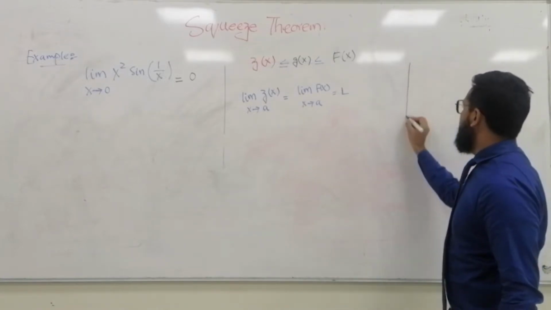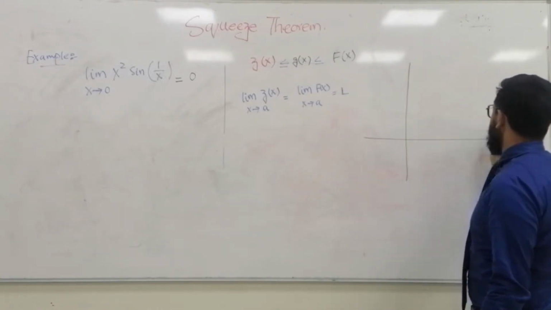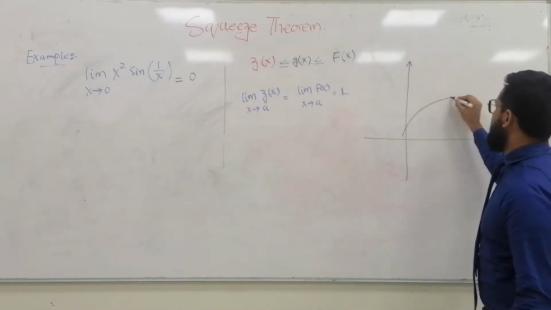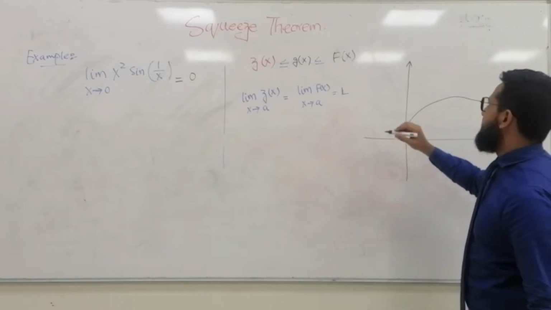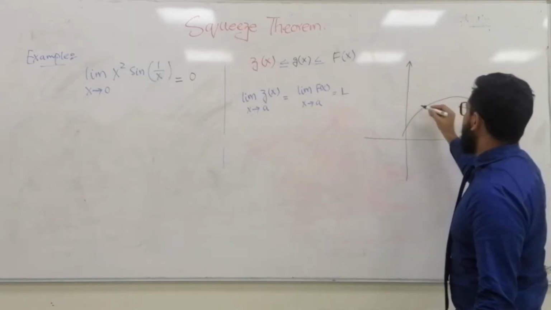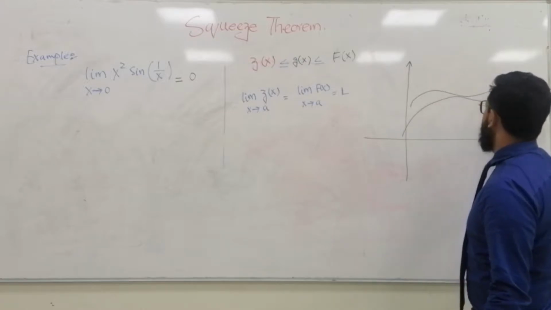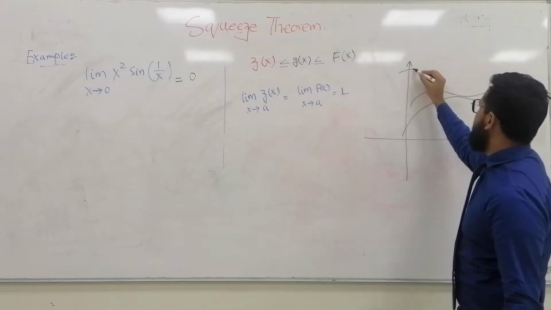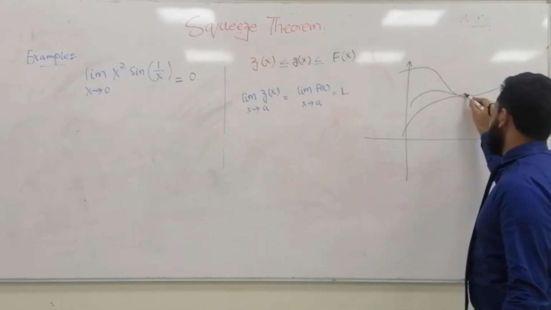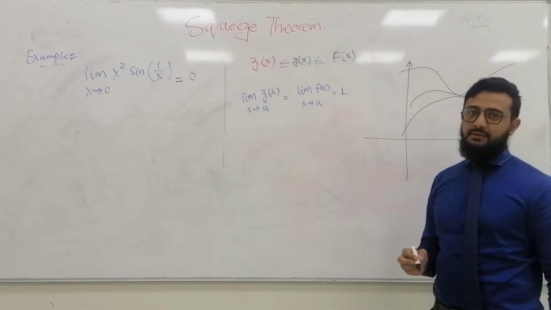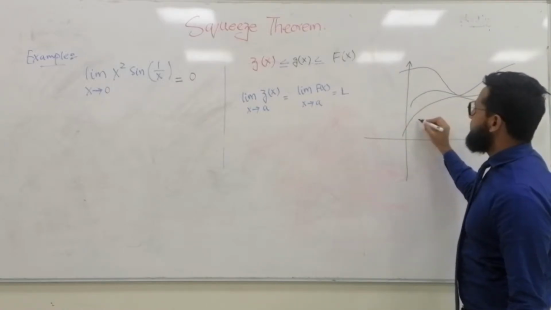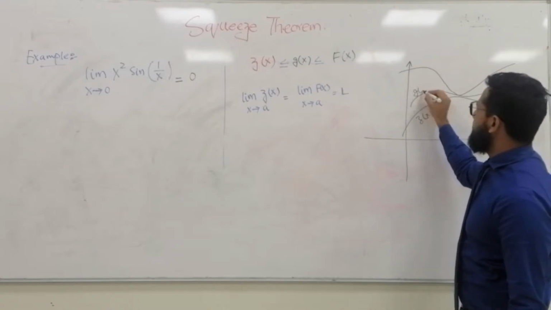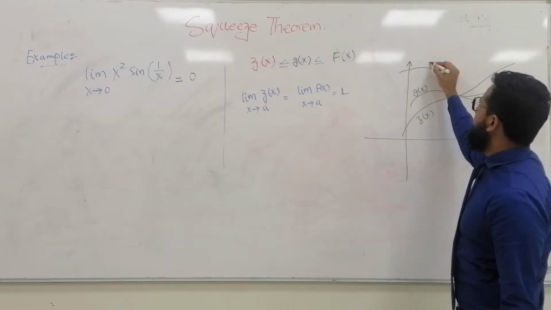Okay, so I'll try to show it to you on the graph here. Let's say z of x is a function represented by this line, and let's say we have g of x, and lastly we have f of x. Let's say this function is represented in such a way. So this is z of x. Here we have g of x, which is in the middle, and we have f of x here.